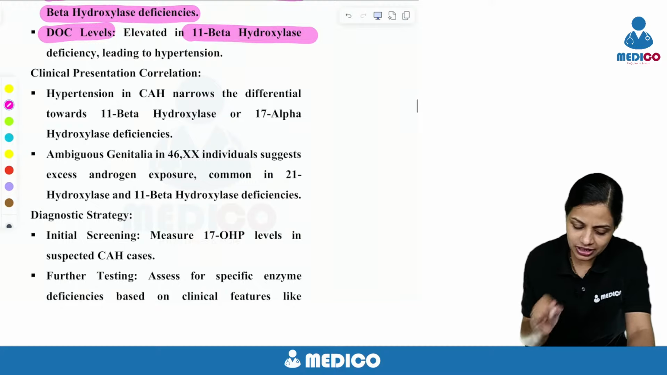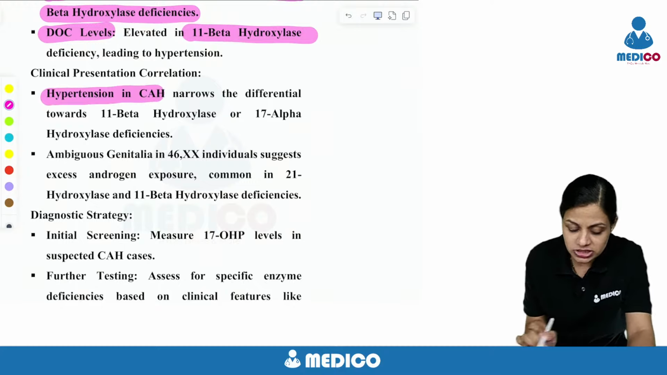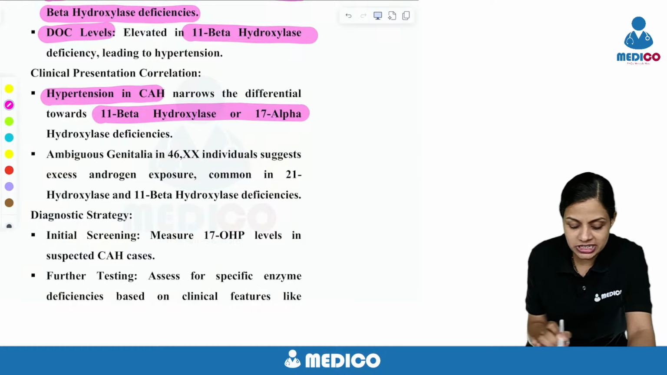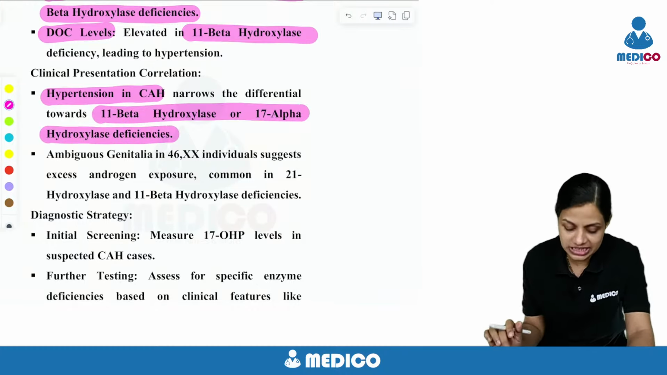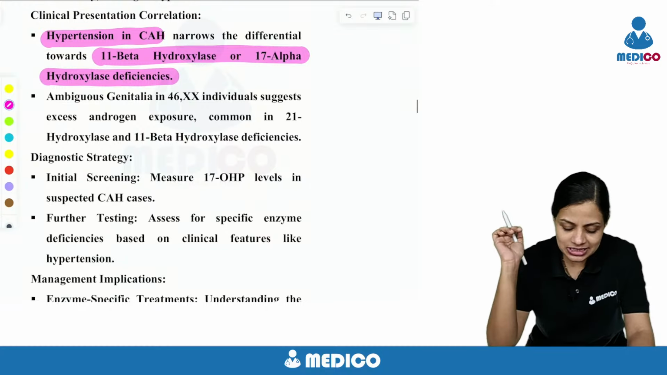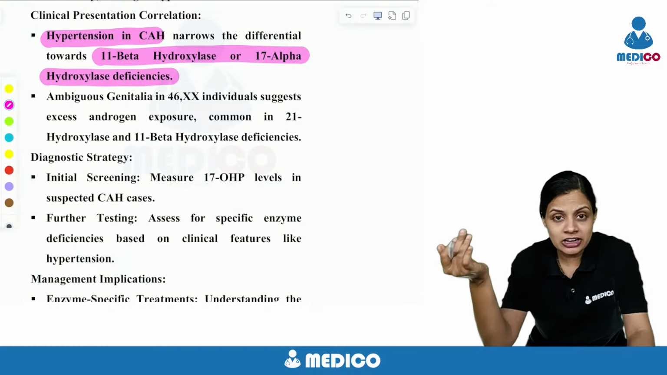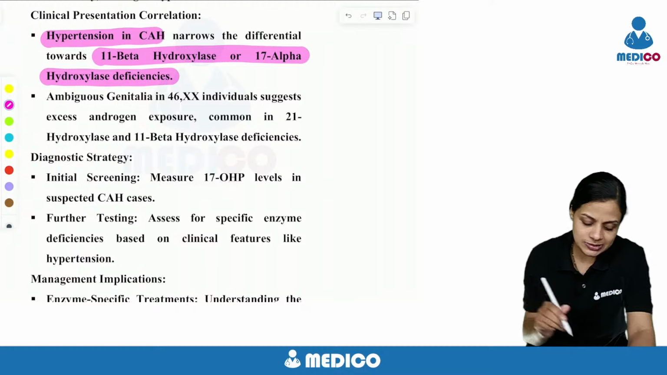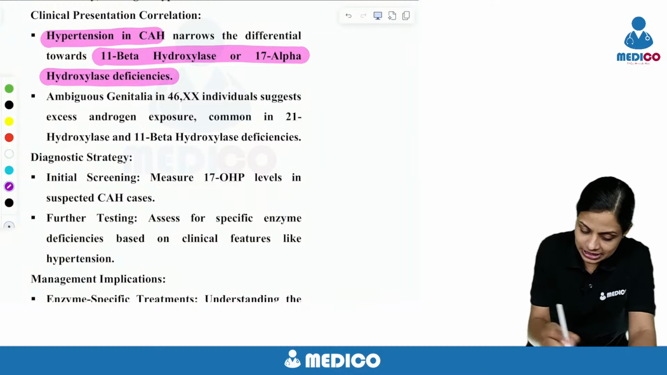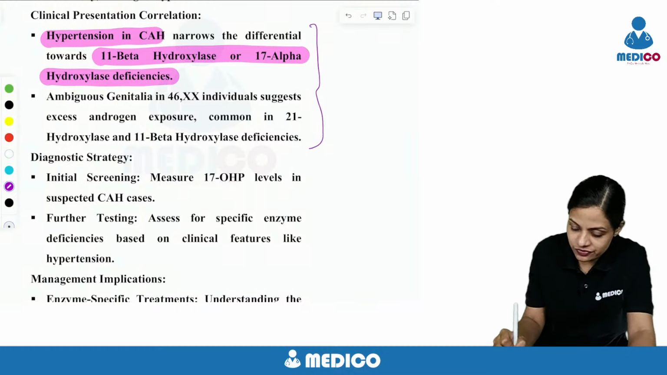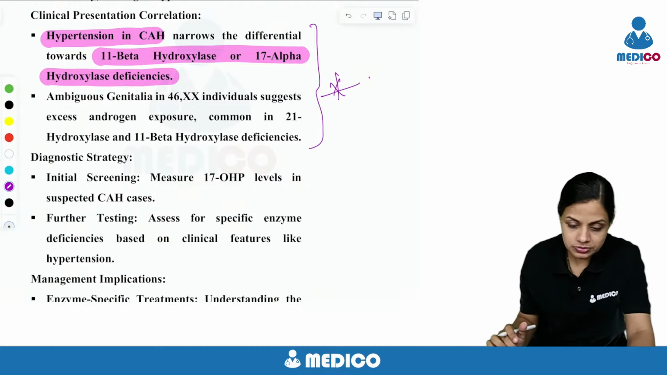Now, they have given the clinical presentation correlation, how hypertension in CAH narrows the differential towards 11-beta-hydroxylase or 17-alpha-hydroxylase deficiencies. Ambiguous genitalia can be there in both 21-hydroxylase and 11-beta-hydroxylase. So this clinical presentation correlation here is very, very important. Okay.